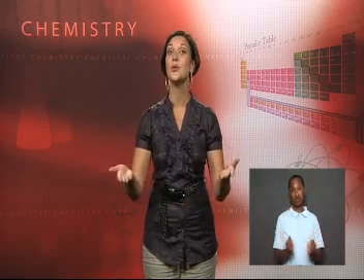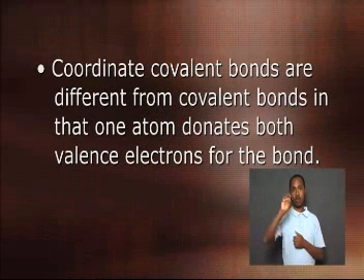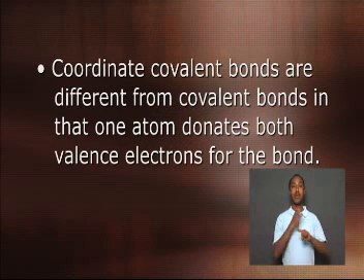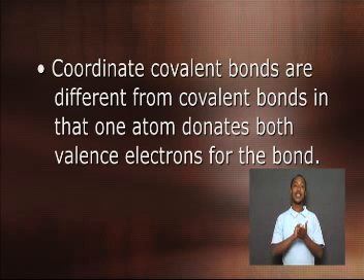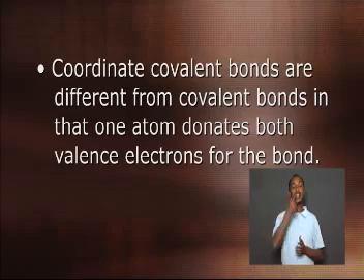Welcome back, students. Were you and your partner able to answer all of the questions correctly? Let us go through each one together so you can check. Coordinate covalent bonds are different from covalent bonds in that just one atom donates both of the valence electrons for the bond, rather than each atom donating one. Once the bond has been formed, there is no other difference.